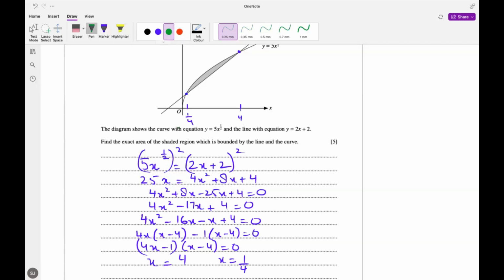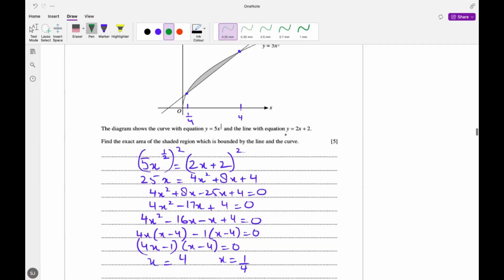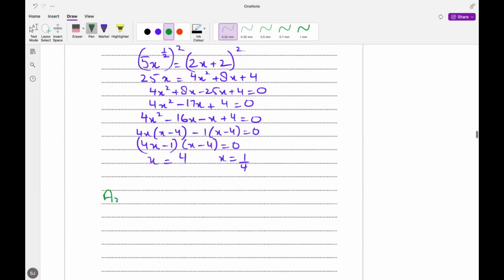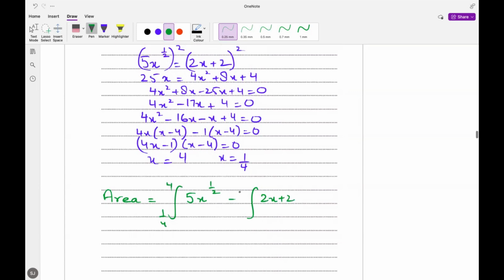To find the area of the shaded region, we need to find the area under the curve and then the area under the line and then subtract the two areas. So we'll write area equals integral of the equation of the curve 5x to the power half, the limits will be 4 and 1 upon 4, minus the area under the line. The equation of the line is y equals 2x plus 2.